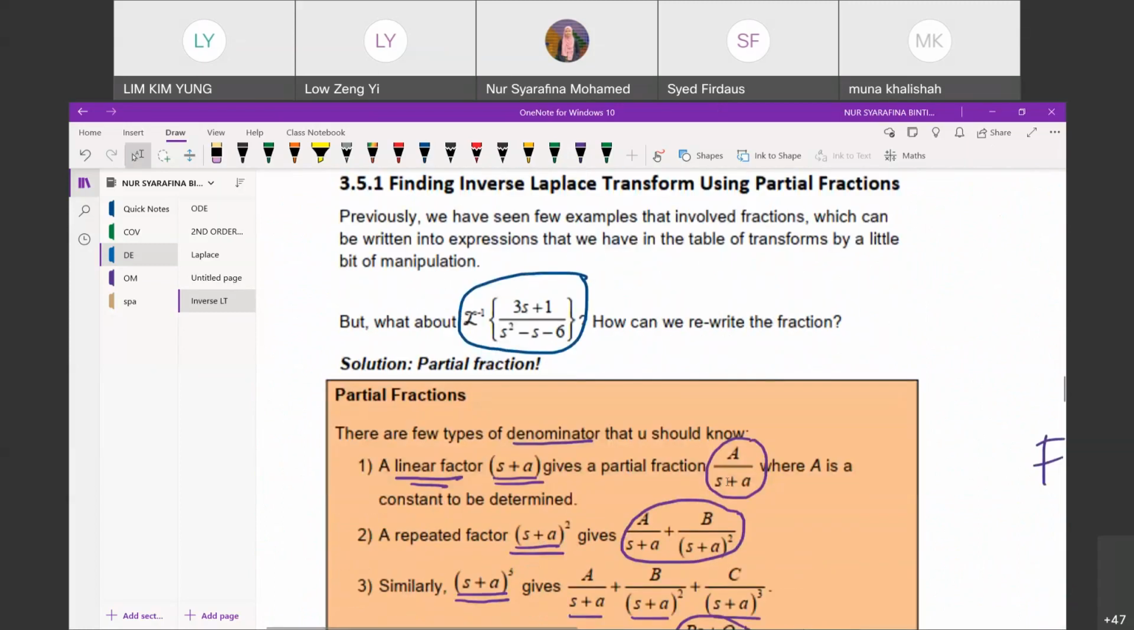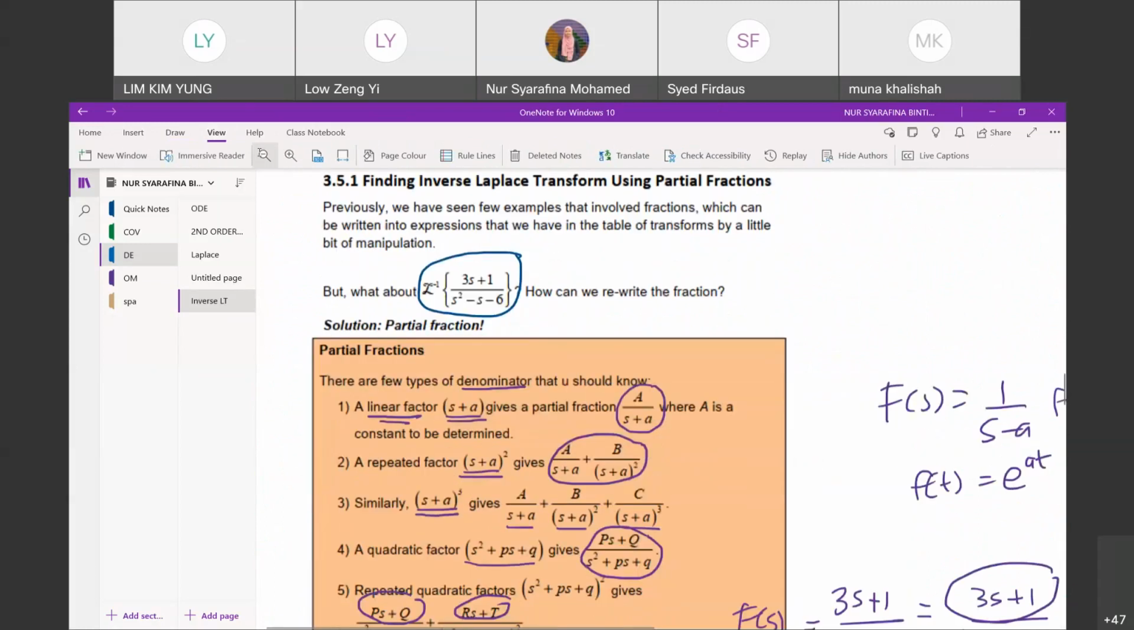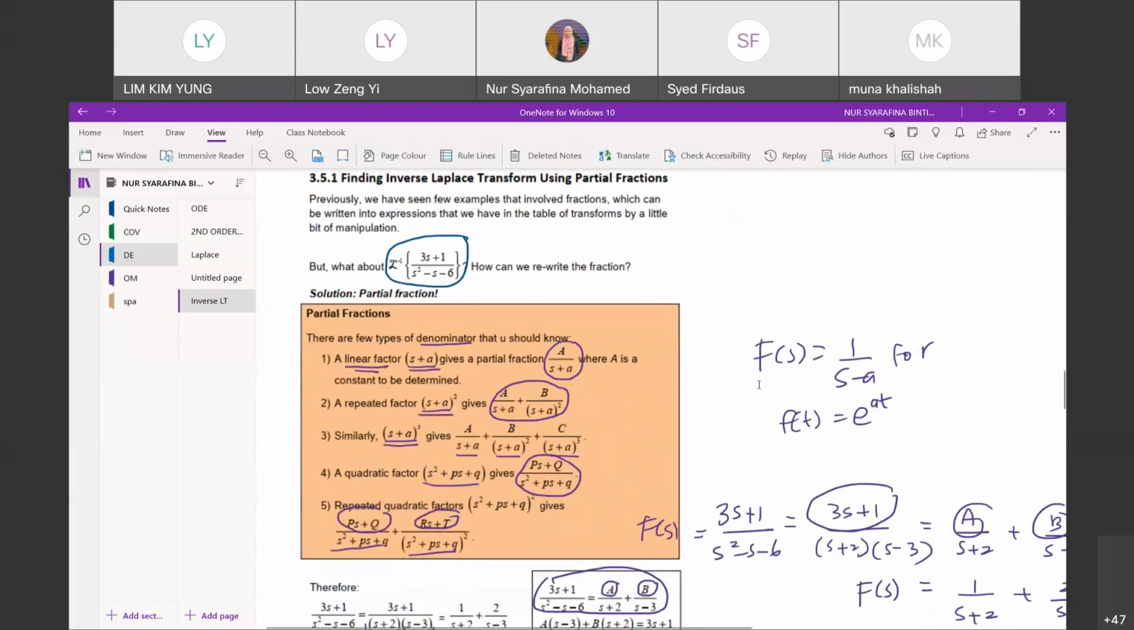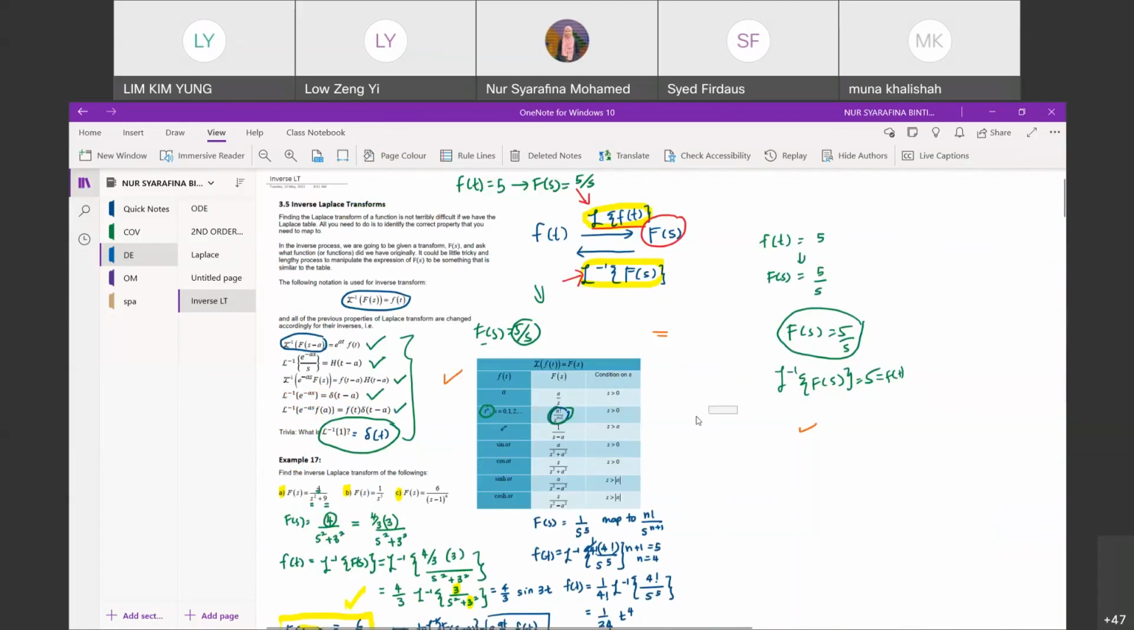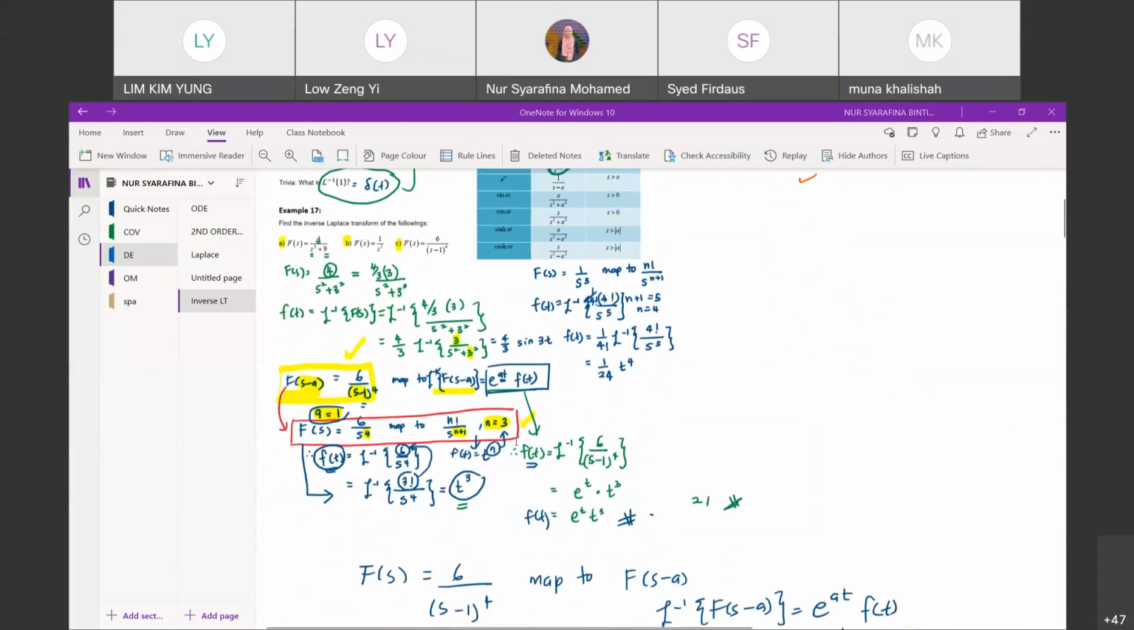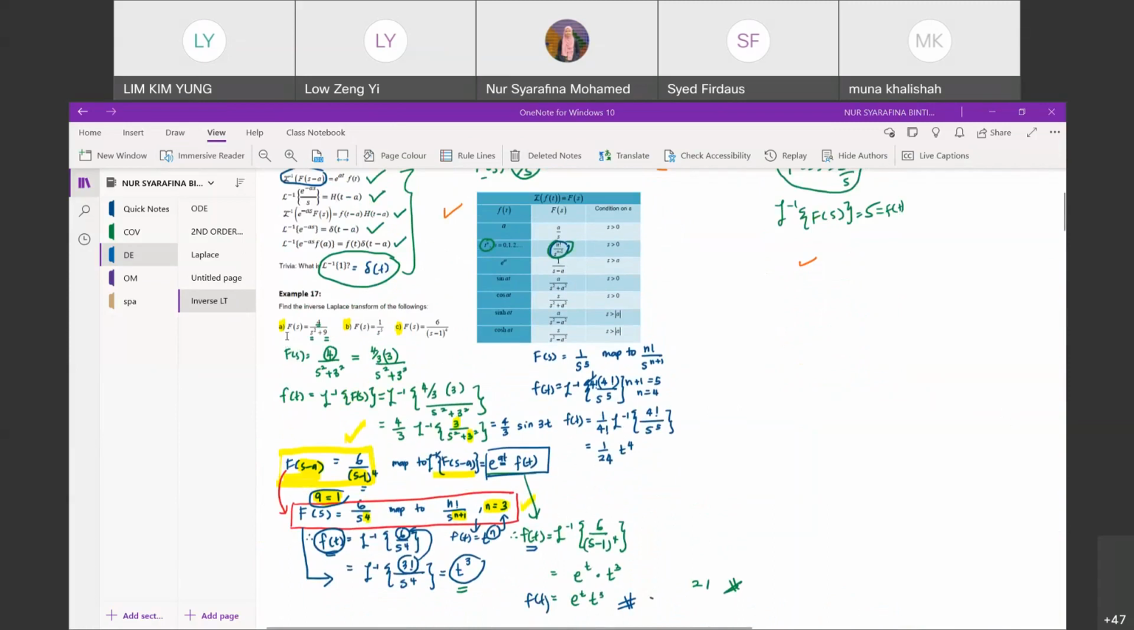Okay, next is, we can also, okay, just now we have done with finding inverse transform directly based on the table of transformation and also understanding the properties and types of function. Okay, so we have to know the function of s given maps to what kind of function from the table of transformation or from the properties that you have learned.